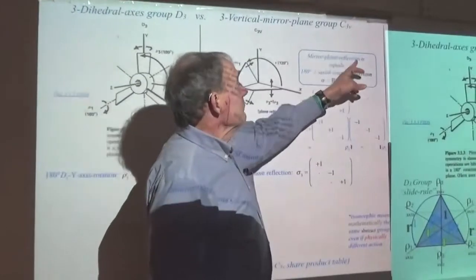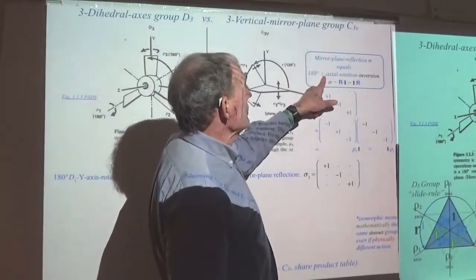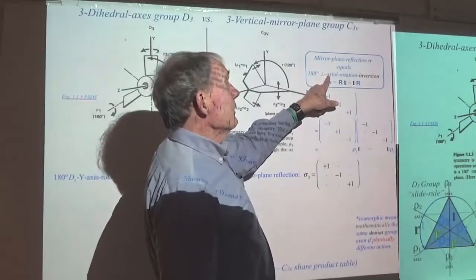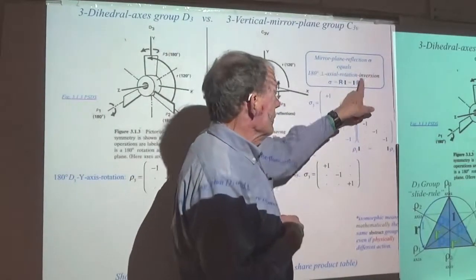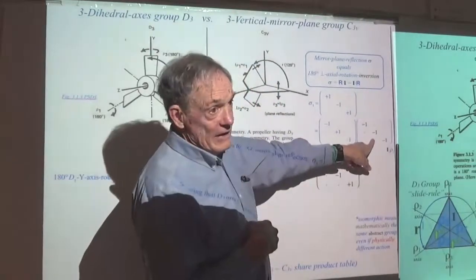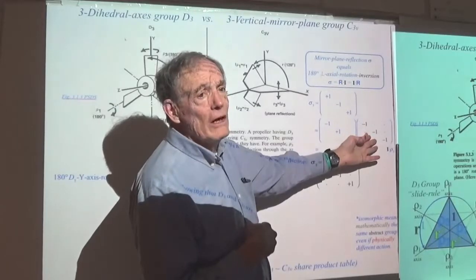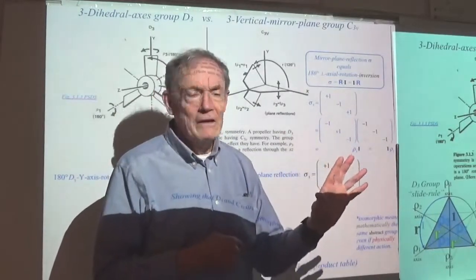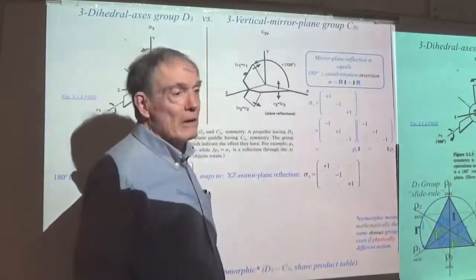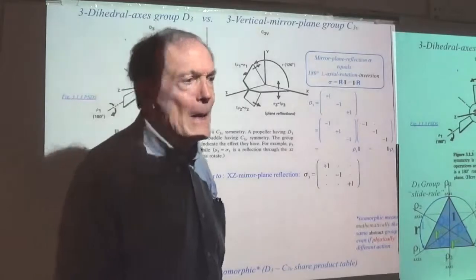Mirror plane reflection is equal to 180 degree rotation around an axis perpendicular to the mirror times inversion. Inversion is this guy, and this is just a unit matrix multiplied by minus 1. So you know it's going to commute with everything. But the other operators we talk about here do not commute. They're not diagonal here.